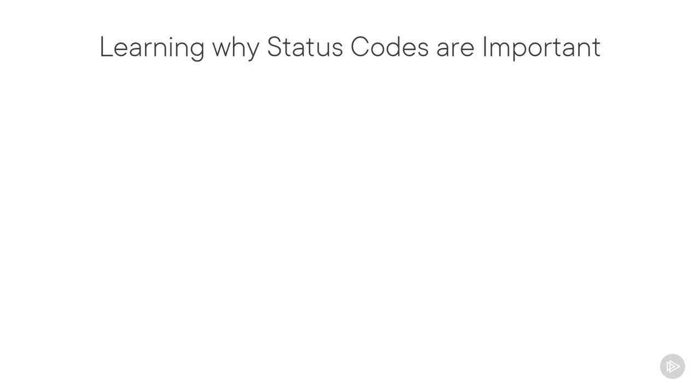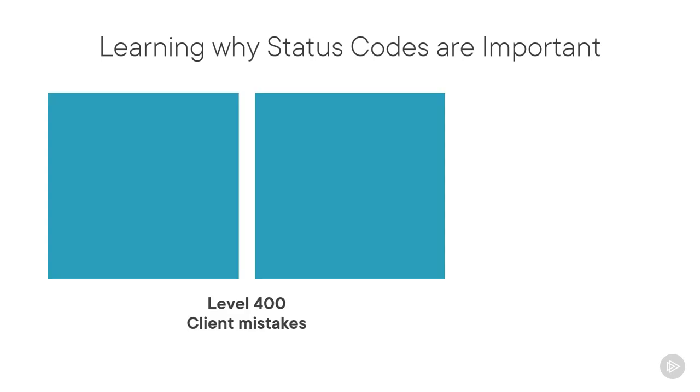Then there's the status codes that signify that the consumer did something wrong. These are level 400 status codes signifying client mistakes. 400 means bad request. The request you, as a consumer of the API, sent to the server is wrong. For example, the JSON the consumer provided cannot be parsed. 401 unauthorized means that no or invalid authentication details were provided. 403 forbidden means that the authentication succeeded, but the authenticated request still doesn't have access to the requested resource. 404 not found means that the requested resource does not exist.